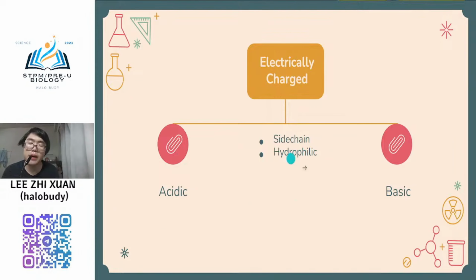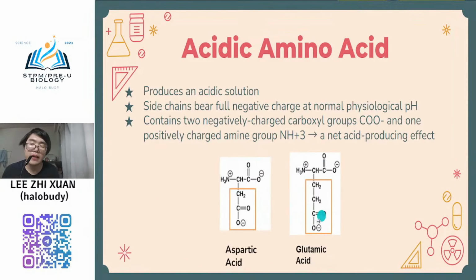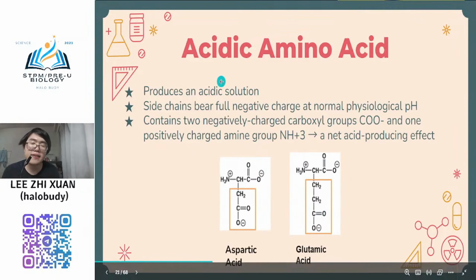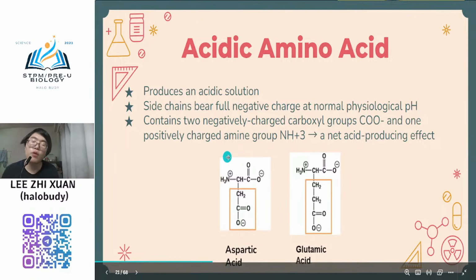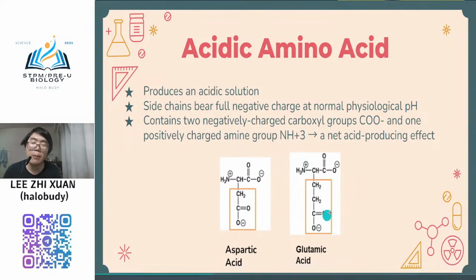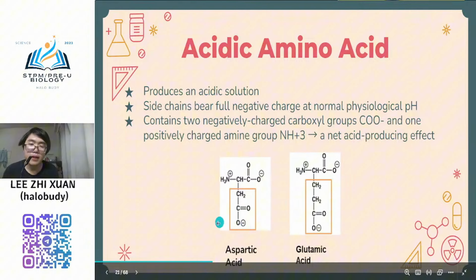Acid is based on the side chain. You can see the acidic amino acids, the examples are these two: aspartic acid and glutamic acid. Why are they acidic? Due to the side chain, they also contain a carboxyl group here. You can see they also contain a carboxyl group here.